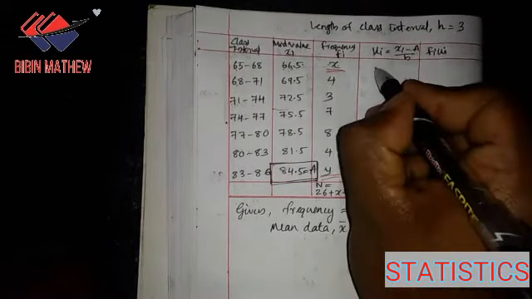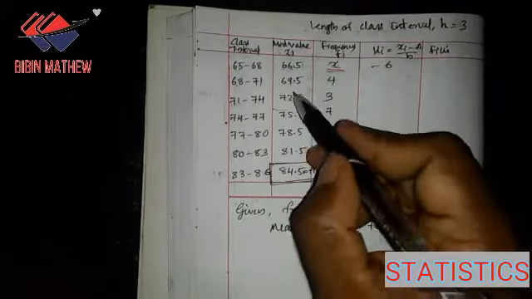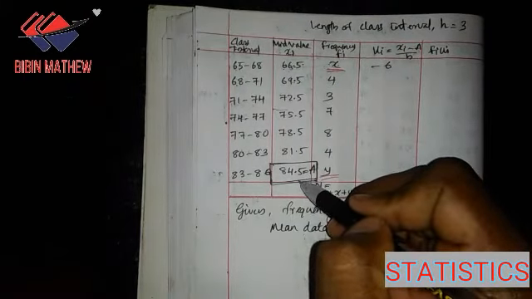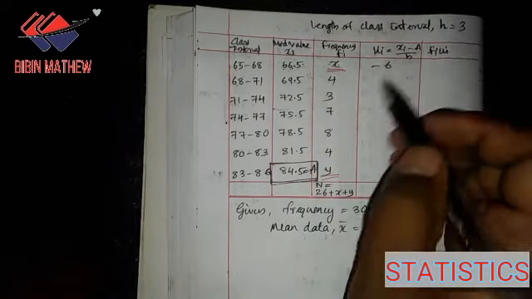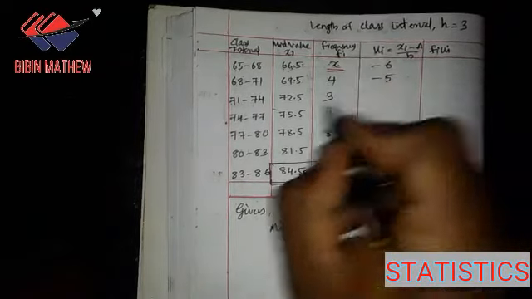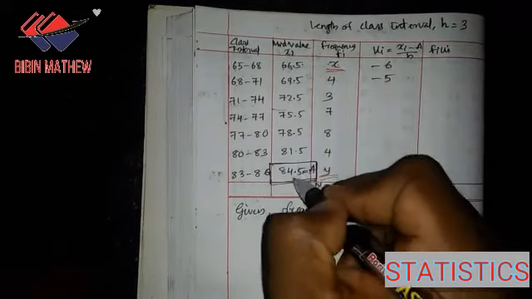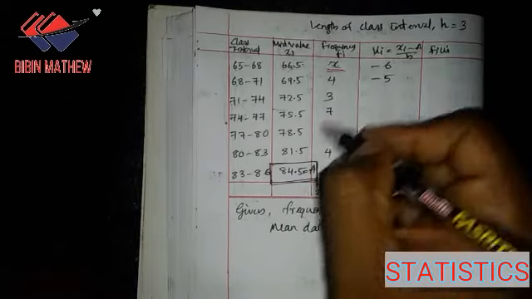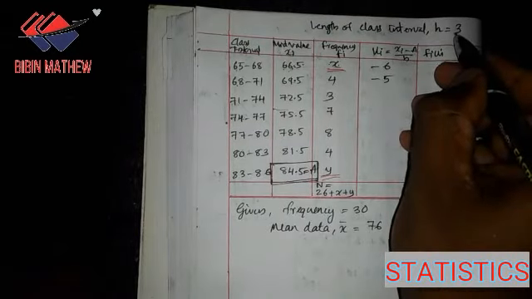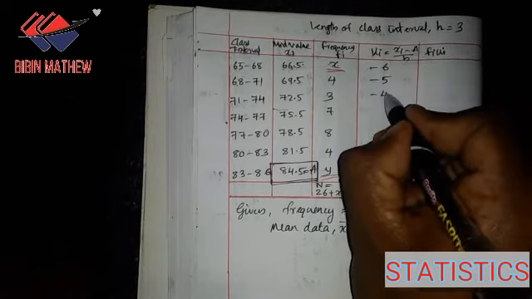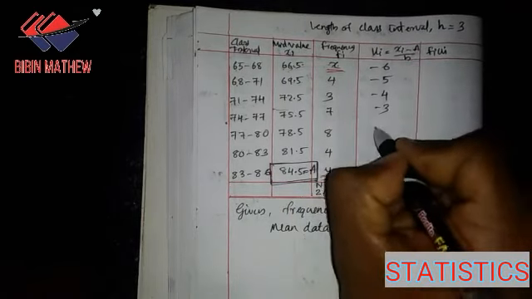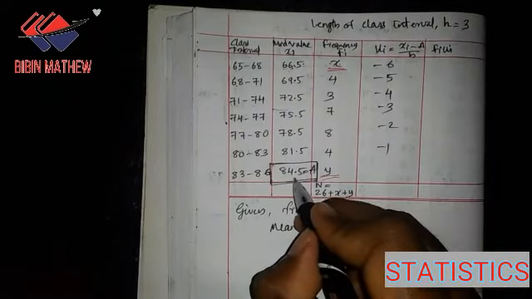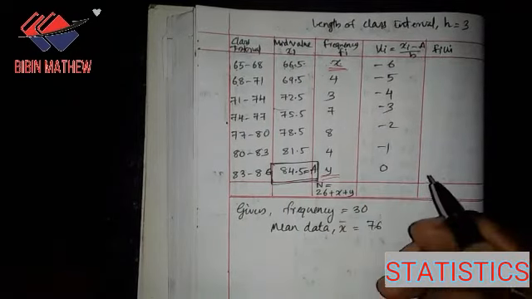Minus 18 divided by 3, it is minus 6. Then 69 minus 84.5, it is minus 15. Minus 15 divided by 3, it is minus 5. Then 72.5 minus 84.5, it is minus 12. Minus 12 divided by 3, it is minus 4. So very fast you will get minus 4. The next is minus 3, minus 2, minus 1. Here, 84.5 minus 84.5 itself is definitely going to become 0.